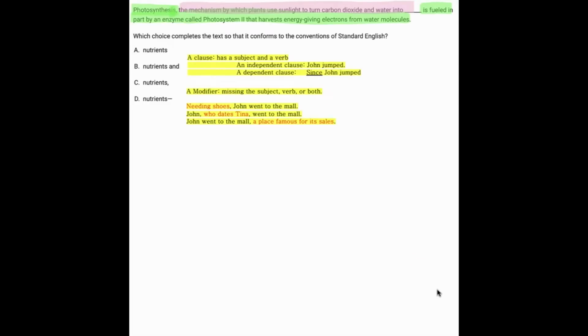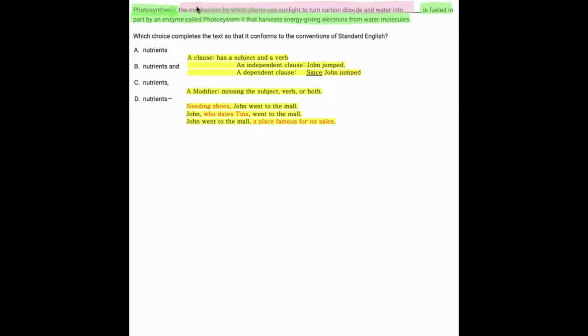All of this green stuff here, photosynthesis is fueled in part by a bunch of stuff that does a bunch of stuff. But we have this other part in the middle that's explaining to us what photosynthesis is. It is the mechanism by which plants use sunlight to turn carbon dioxide into water and nutrients. Now, that modifier is something that's missing the subject, the verb, or both.